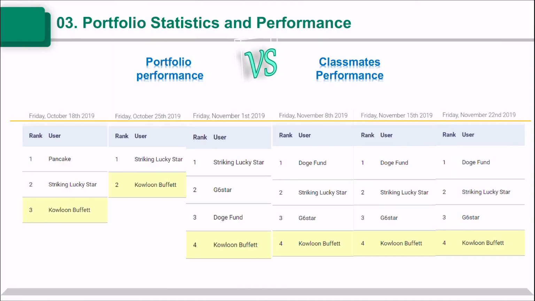By comparing with our classmates, we ranked third at the beginning of the trade, then we became second and dropped to rank 4 until the trade ended. Our earning is consistent and moderate throughout the whole trading month as we expected.